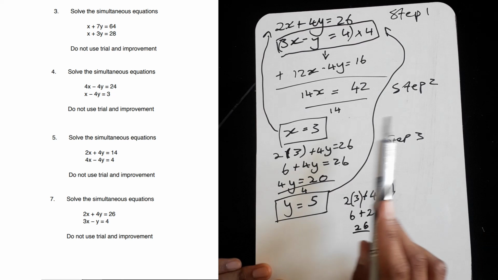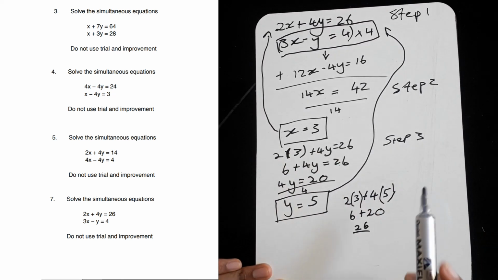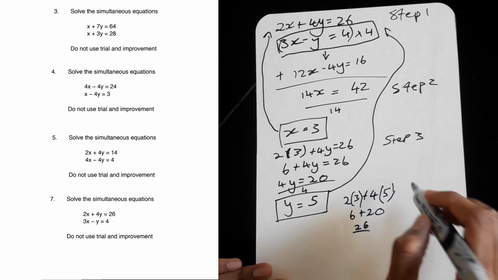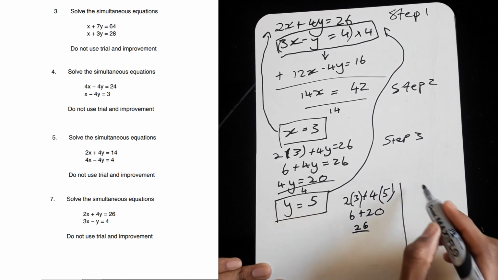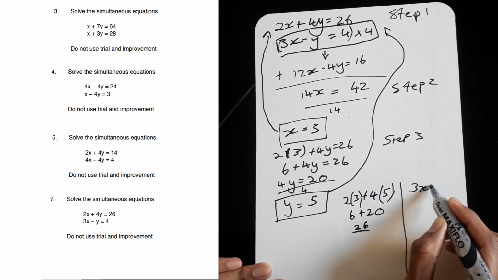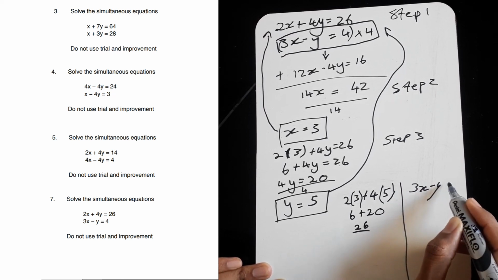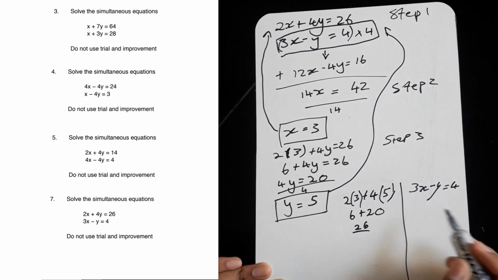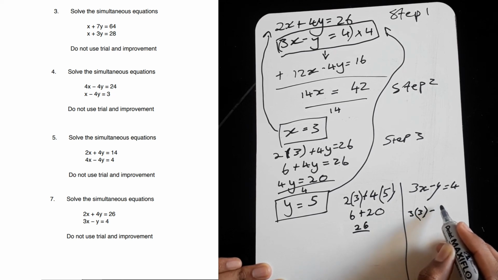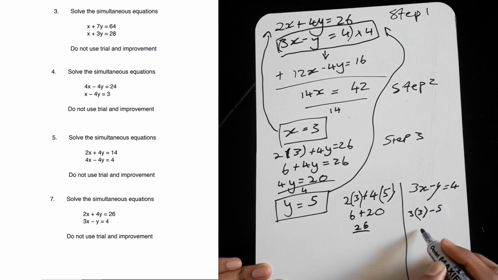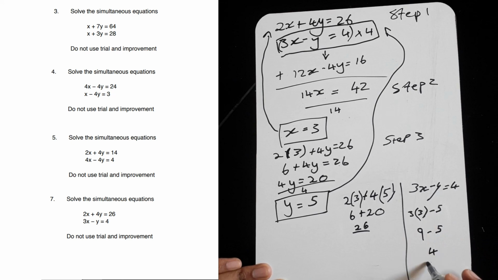And then we can try plugging it into the first equation. And our first equation is, let me just write it over here. I mean, before we multiplied, it was 3x minus y equals 4. So if we plug in the numbers over here, it's going to be 3, open brackets, 3 minus 5. So which is 9 minus 5, which equals 4. So yeah, that's how you get to do that one.